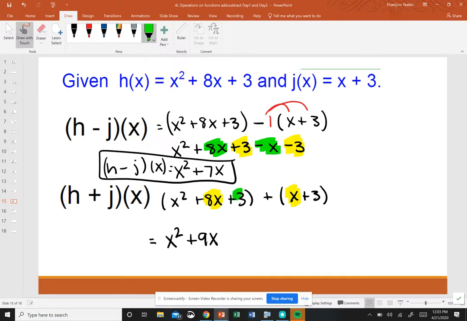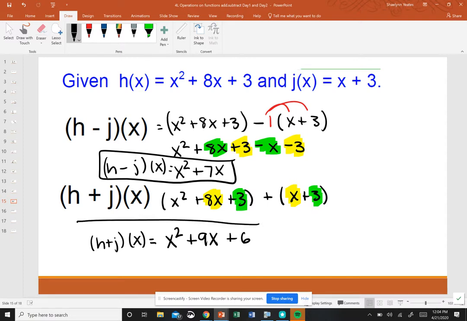And then right here we've got a 3 and a 3. 3 plus 3 is 6, so we've got plus 6. So we've got h plus j of x. And that's my answer.